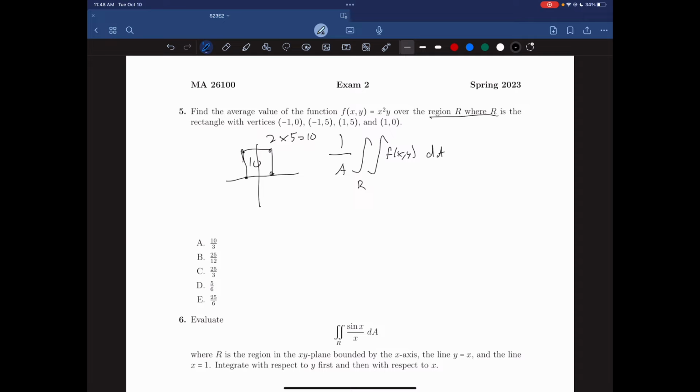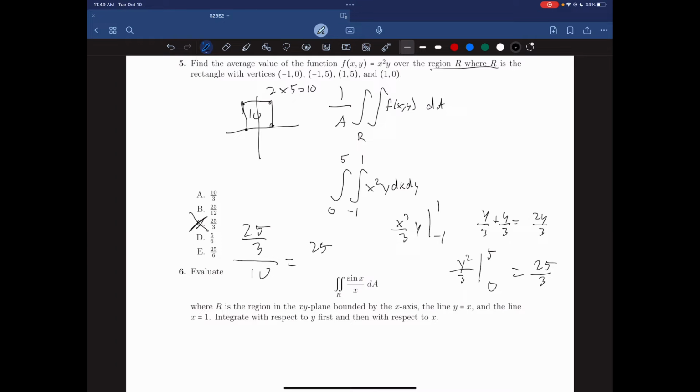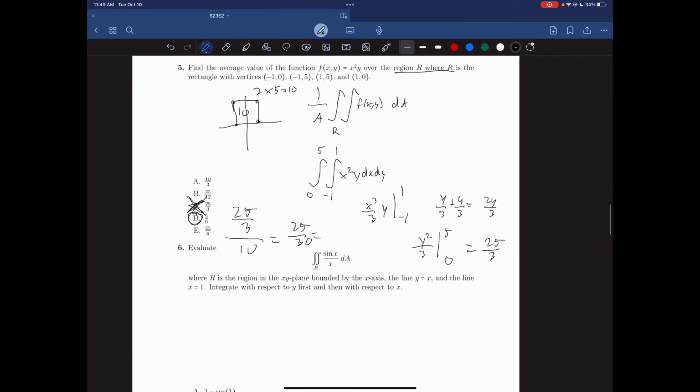And looking at that, we just need to compute the double integral of x squared y dx dy. x goes from negative 1 to 1, y is 0 to 5. So x cubed over 3, y evaluated at 1 and negative 1. That should be y over 3 plus y over 3 equals 2y over 3, and we need to integrate that. y squared over 3, from 0 to 5, would just be 25 over 3. So that is our integral, and that is not our answer because, remember, we need to divide by 10. So 25 over 3 divided by 10 is just 25 over 30, which is 5/6. We almost got tricked by that, but that did not happen. I'm a professional.